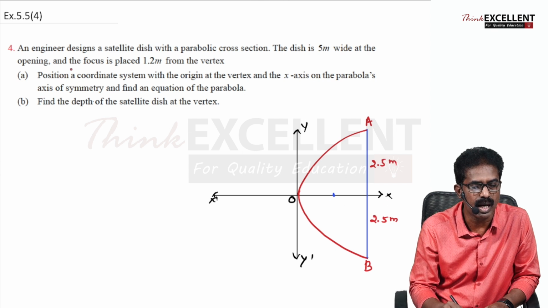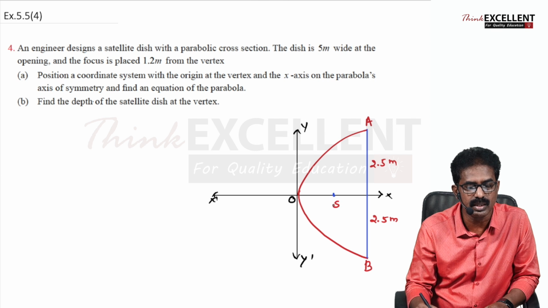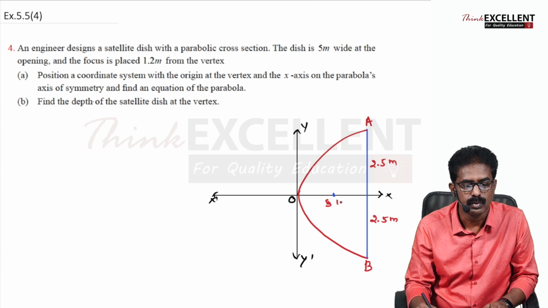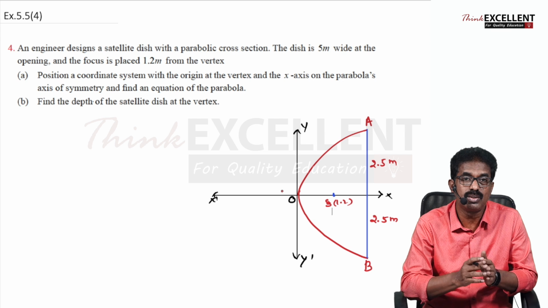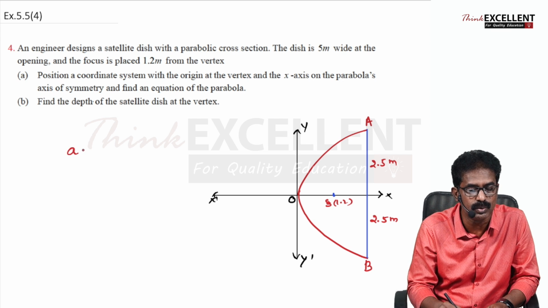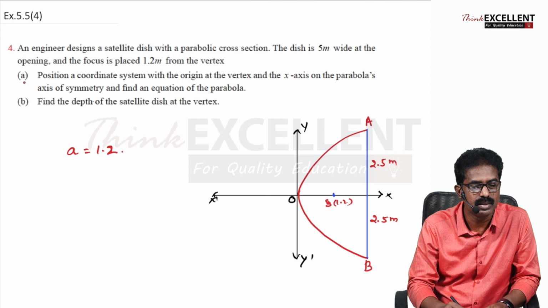Then see what is given. The focus is placed 1.2 meter from the vertex. O is the vertex and S is the focus, and that distance they said is 1.2. You know, vertex to focus distance is a. So now we know the a value, a equal to 1.2. Now see what they asked.